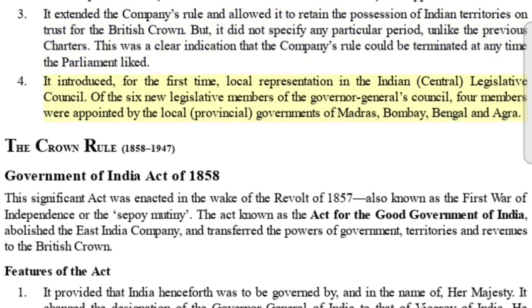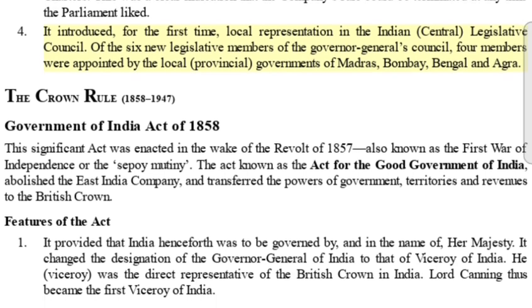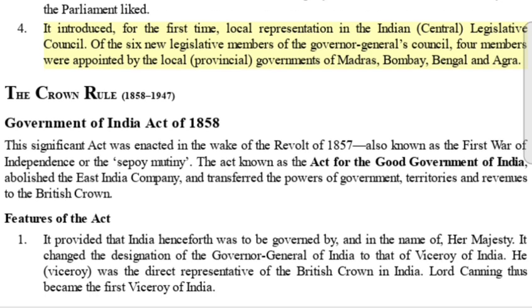It introduced, for the first time, local representation in the Indian Central Legislative Council. Of the 6 new legislative members of the Governor-General's Council, 4 members were appointed by the local provincial governments of Madras, Bombay, Bengal and Agra.